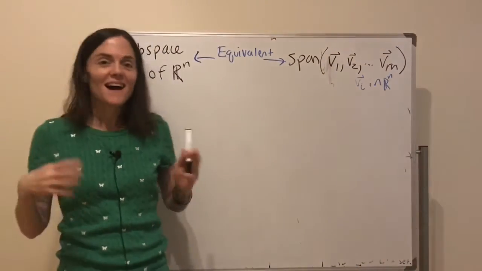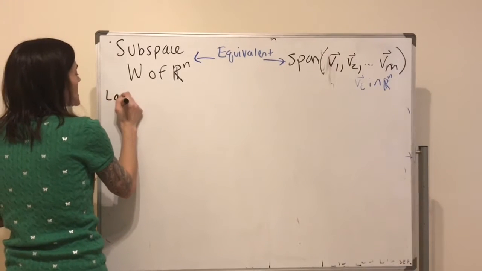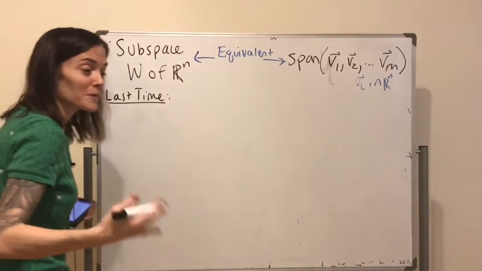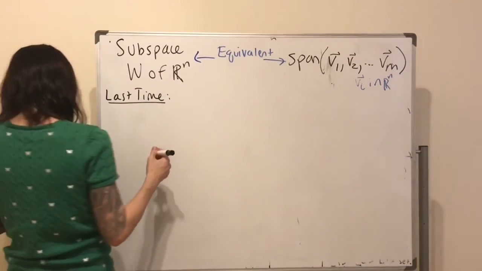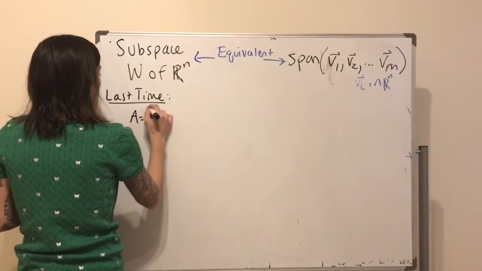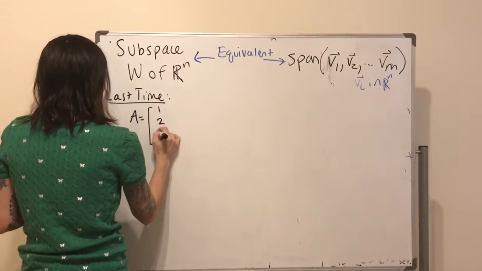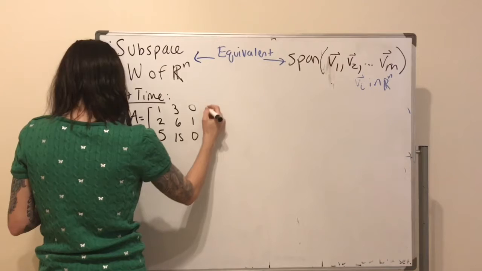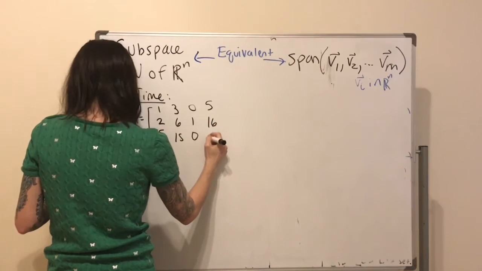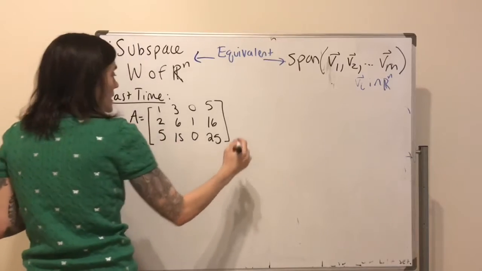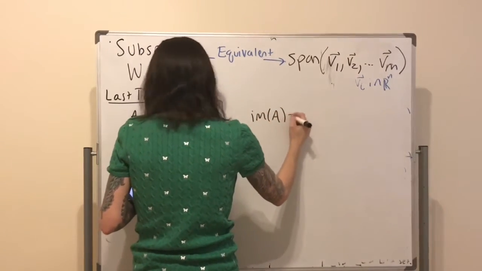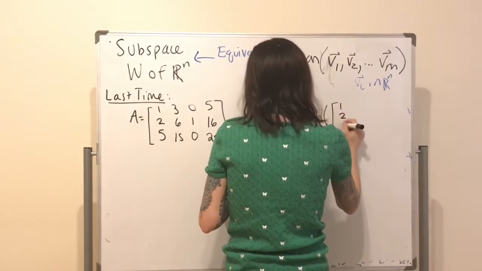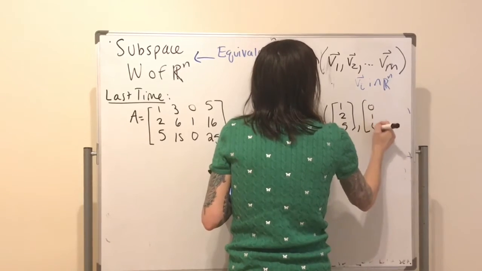They are spans of vectors. As I mentioned, a lot of the calculations we did last time, we're going to understand what we were doing more after today. So last time we had the following. This was one of the examples we did: the matrix with rows 1, 2, 5, 3, 6, 15, 0, 1, 0, and then 5, 16, 25. And I wrote that the image of A is the span of (1, 2, 5) and (0, 1, 0).